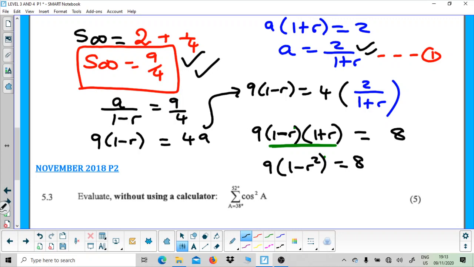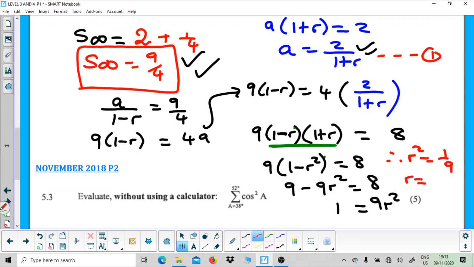Okay, 9 times 1, that's 9. 9 times that is 9 r squared. Are we still working together here? I'm going to take this one to the other side and see what we get. What is 9 minus 8? 1. And then, therefore, if I work here, I'll get r squared is equal to 1 over 9.